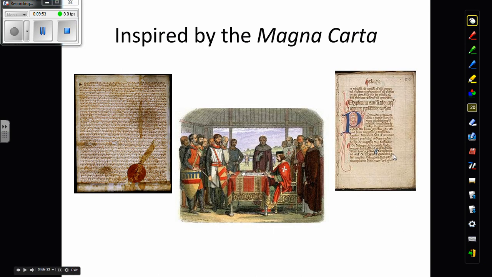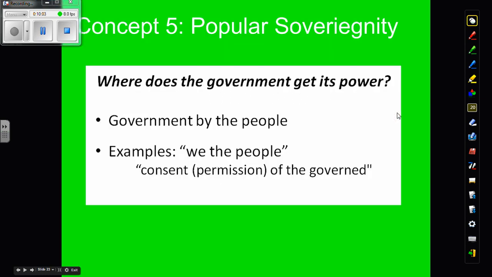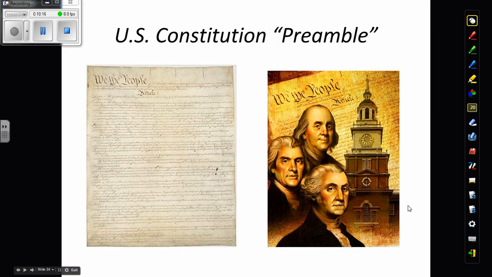Limited government was inspired by the Magna Carta. So that first time that the king was limited back in 1215 is still shown in our U.S. Constitution. And so concept 5 is popular sovereignty. This is government by the people. Examples are the consent of the governed and we the people, and you'll see that in the preamble of the Constitution, famously.